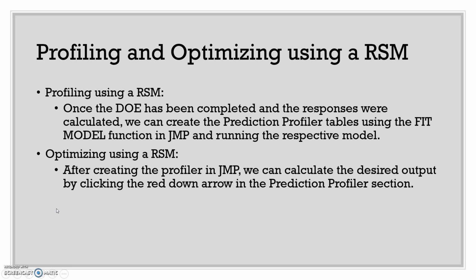Profiling and optimizing using an RSM. We can create the prediction profile table using the fit model once the DOE is completed. Optimizing using an RSM: after creating the profile in JMP, we can calculate the desired output by clicking the red down arrow in the Prediction Profiler section.